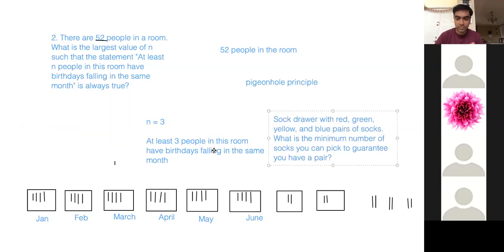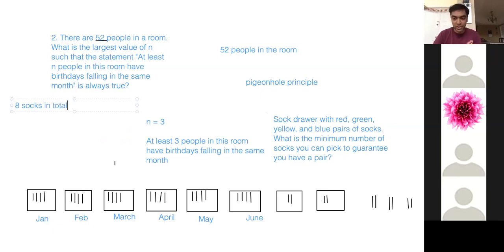Eight? So the total has 8 socks, right? So the drawer has 8 socks in total. If I pick 8 socks in total, I of course will definitely have a pair, right? But what is the smallest number I can pick to guarantee I have a pair?